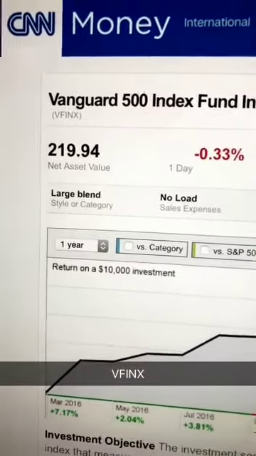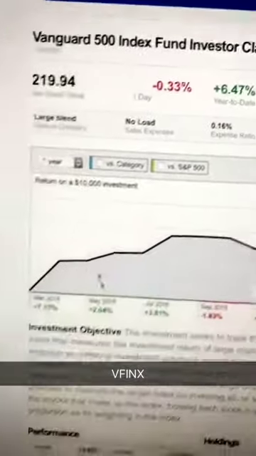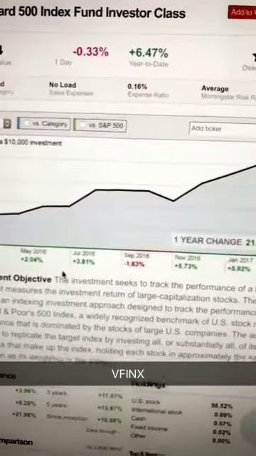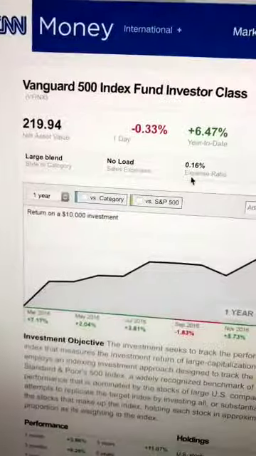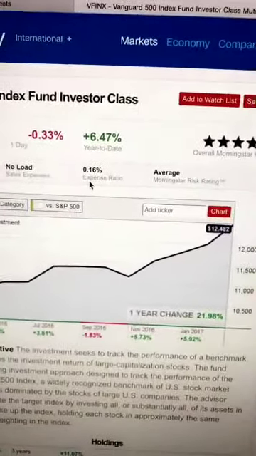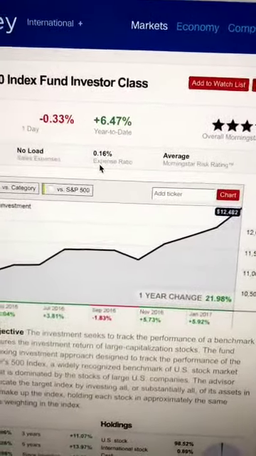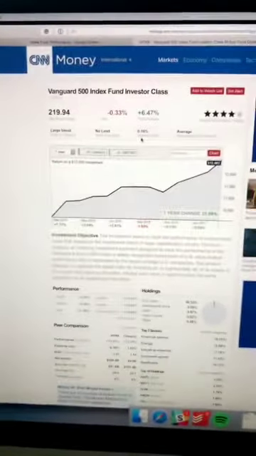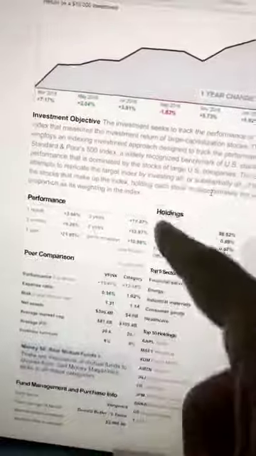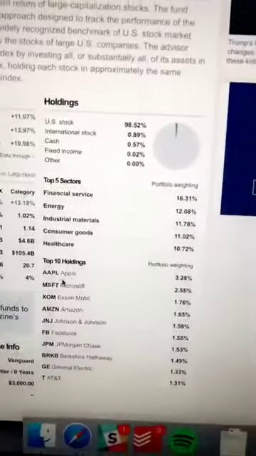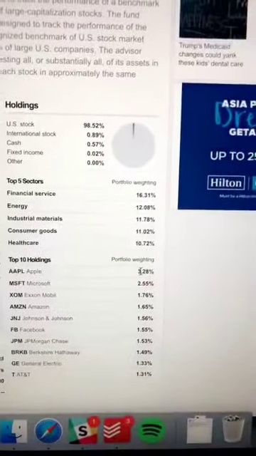Here's one you want to look up. Vanguard 500 Index Fund. This is the investor class. The code is VFINX. This is personally my favorite S&P 500 index fund. Right here, your expense ratio is 0.16%. That means for every $100,000 you invest, it'll cost you around about $160. You can go through here and look at all the historical performance, the top 10 holdings. Apple's the biggest holding, which is weighted at 3.28%.